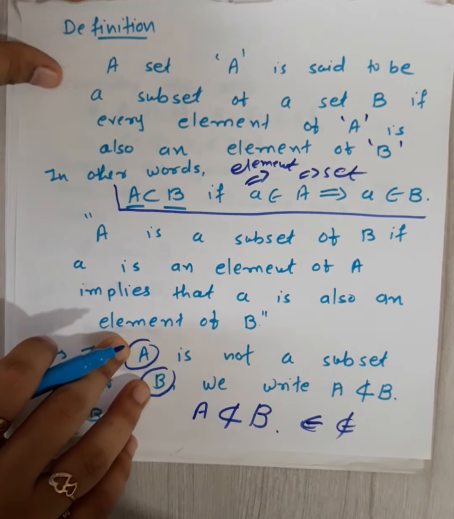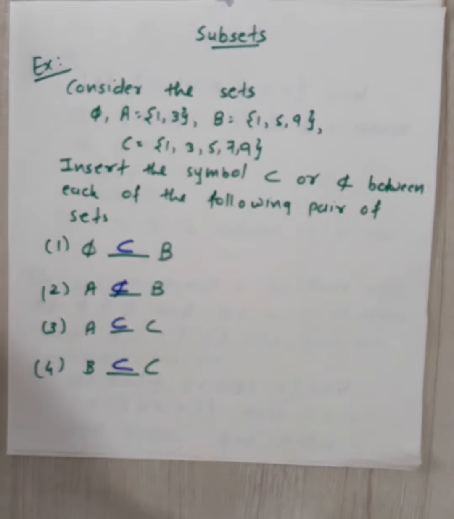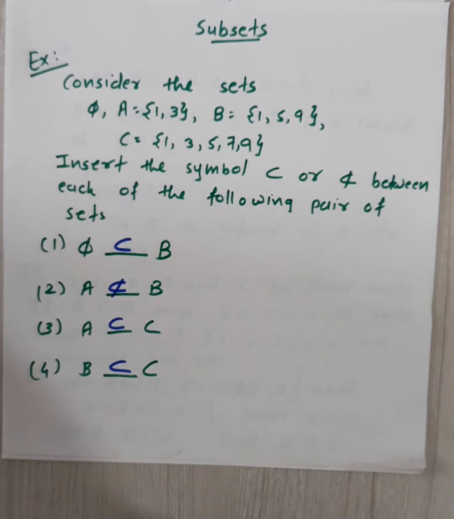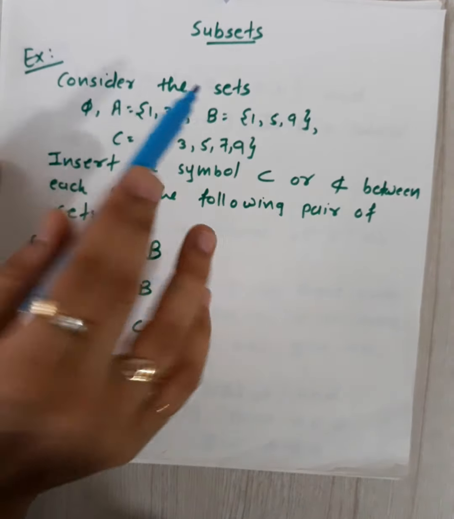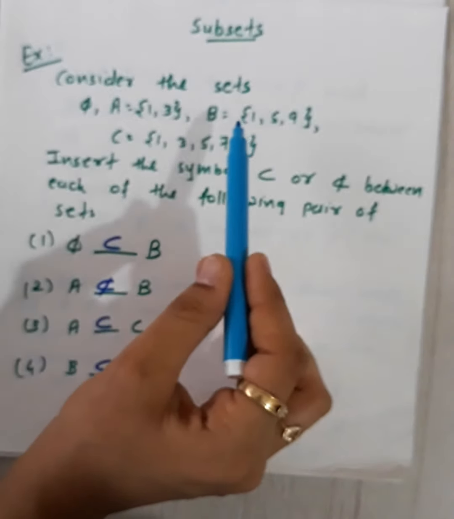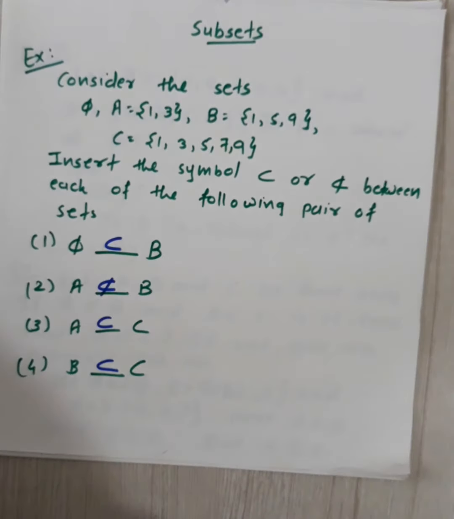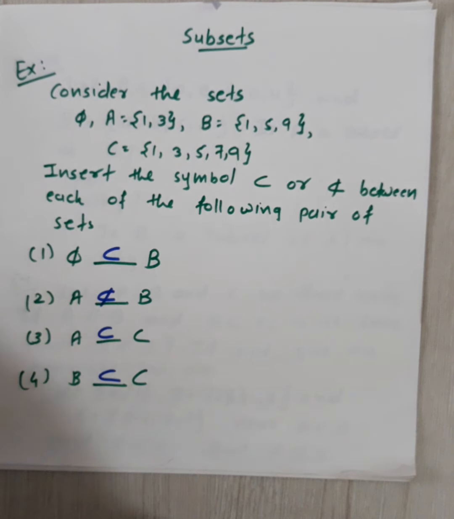Okay, so now we will see subsets with an example. Consider the sets phi, A is equal to {1, 3}, B is equal to {1, 5, 9}, C is equal to {1, 3, 5, 7, 9}. Insert the symbol "is a subset of" or "is not a subset of" between each of the following pairs. So this is the question.